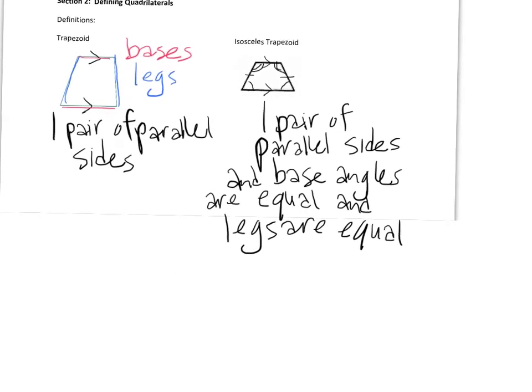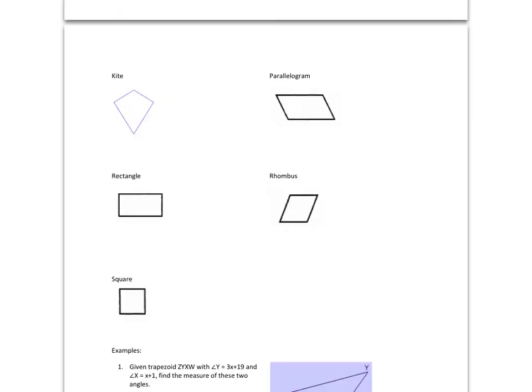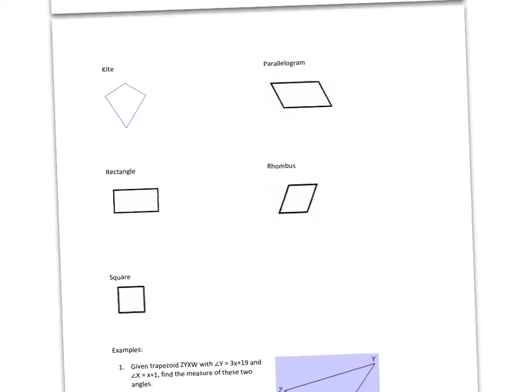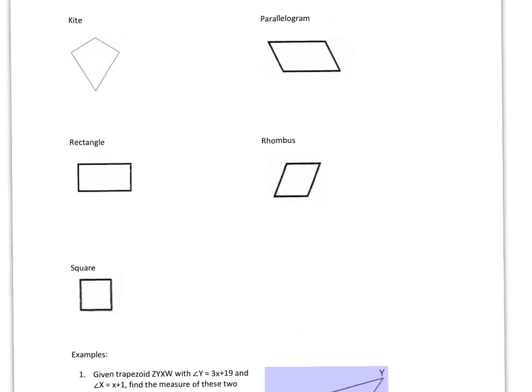So that's what defines a trapezoid and an isosceles trapezoid. So it's saying if you know something's a trapezoid, you instantly know that there's a pair of parallel sides. And that's exactly what defines it. On our next page here, we have 5 more quadrilaterals, which we're going to figure out what defines these quadrilaterals.